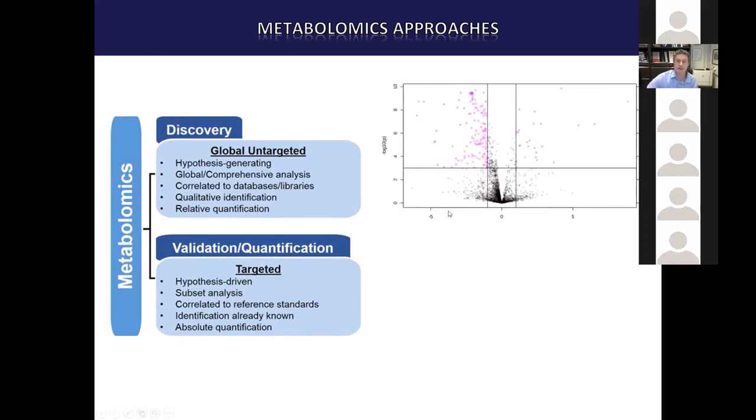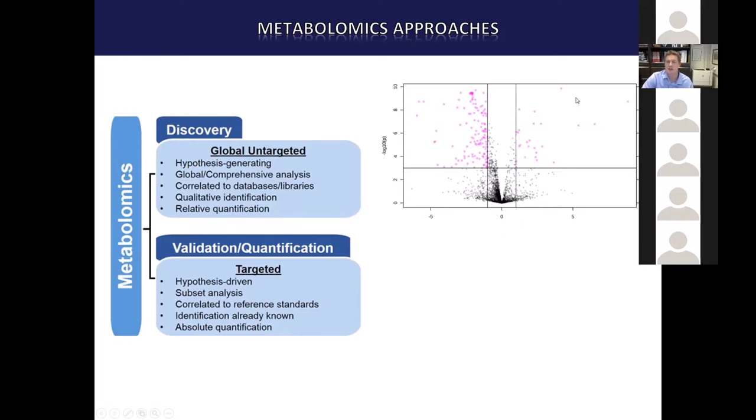And this just shows a little bit of a data view. So an untargeted experiment might give you a plot like this. This is actually, sorry, I haven't labeled the x-axis. This is log fold change for individual metabolites. Each of these circles is a metabolite. And then on the y-axis, you've got the log p-value, so the significance of the change. And then on the x-axis, you've got fold change here.